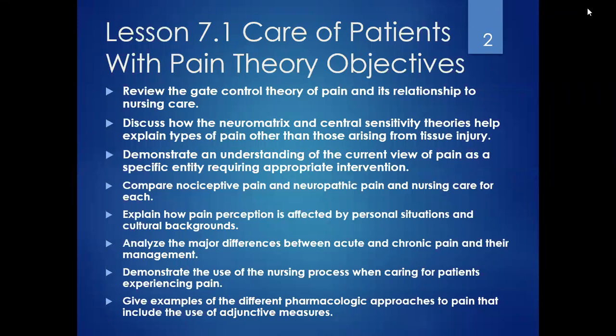Demonstrate the use of the nursing process when caring for patients experiencing pain. Give examples of the different pharmacologic approaches to pain that include, see here, we lost our objective. Let's find it. Gotta love the Zoom guy, he gets in the way all the time. The use of adjunctive measures. So things like if you're giving an opioid, you're also giving an NSAID, you're hitting it from different sides, right? Okay.